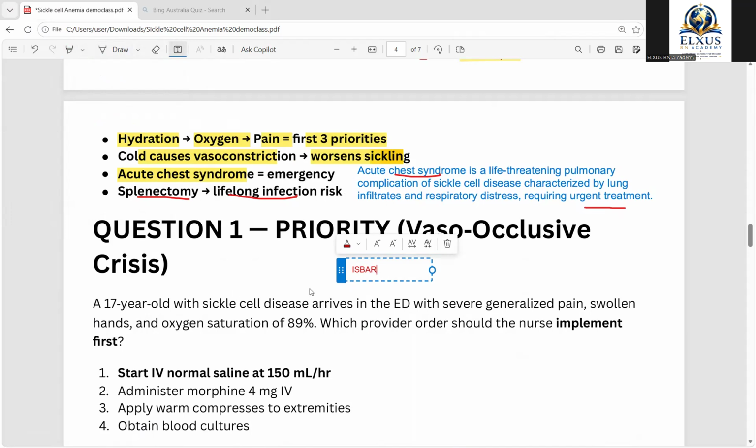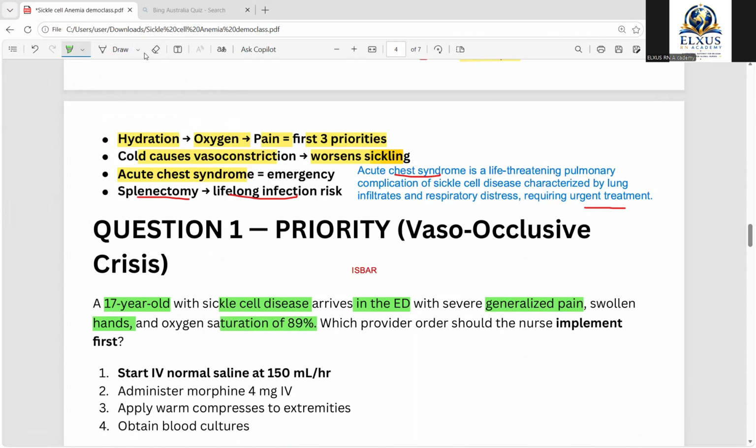Okay. So here we need to identify the patient. What is the identification of the patient? A 17-year-old. Boy or girl, that doesn't matter. A 17-year-old patient. What is the diagnosis? Sickle cell disease. That is the situation where the patient has arrived in the emergency department. What are the other complaints here? Generalized pain, swollen hands. And oxygen saturation is 89%.